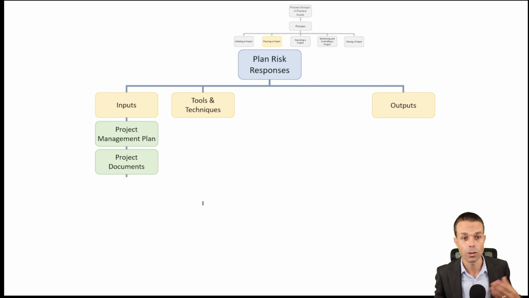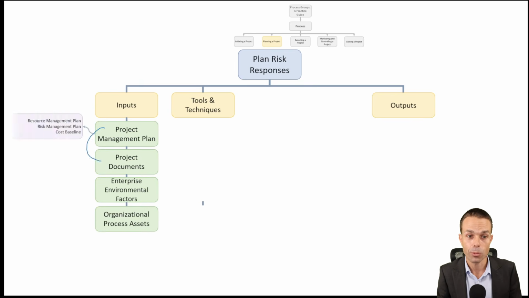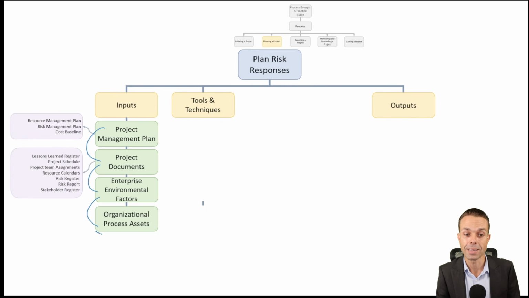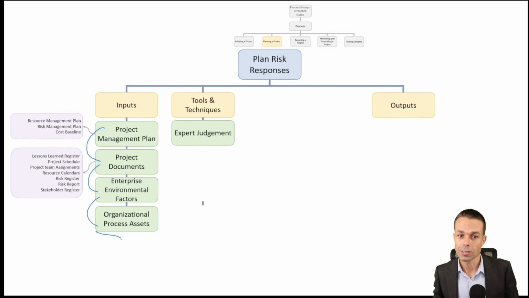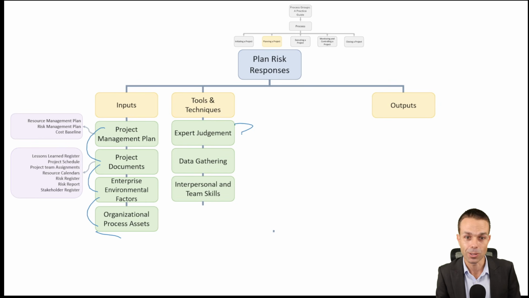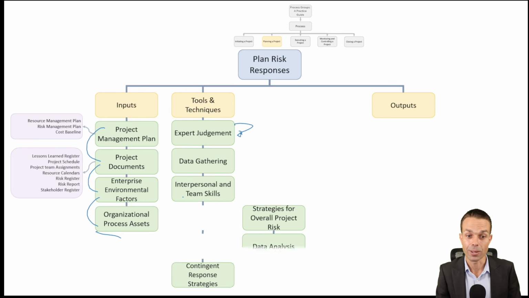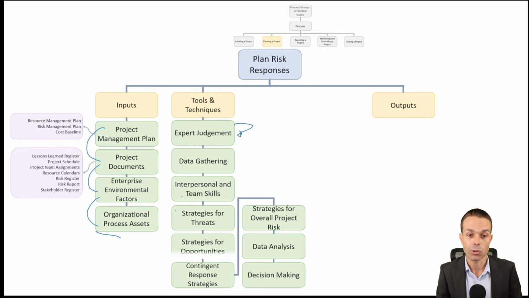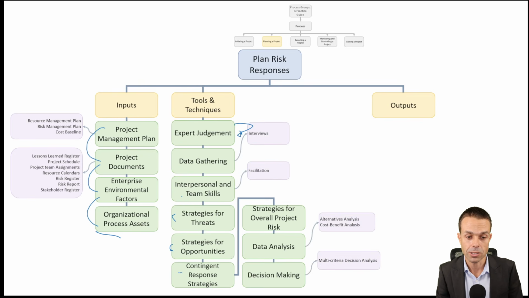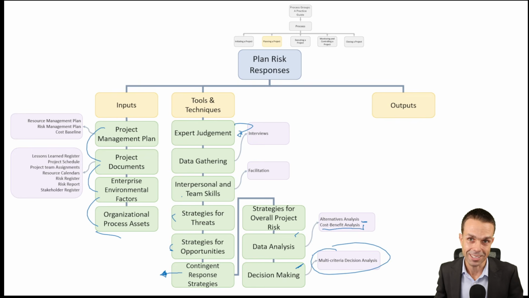How are we going to respond? We're going to need our project management plan, project documents, EEFs and OPAs as always. The tools and techniques, surprise, surprise, it's our expert judgment from the right people. Data gathering, interpersonal and team skills, strategies for threats, strategies for opportunities, contingent response strategies, so any leftover risks or alternative risk strategies, strategies for overall project risk, data analysis, might include cost-benefit analysis on our responses, and decision making, my favorite multi-criteria decision analysis.